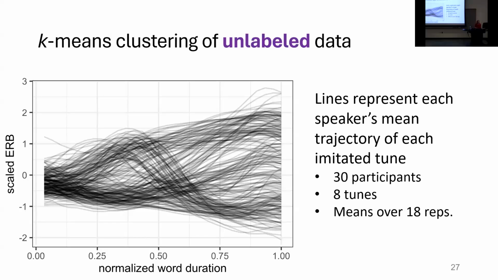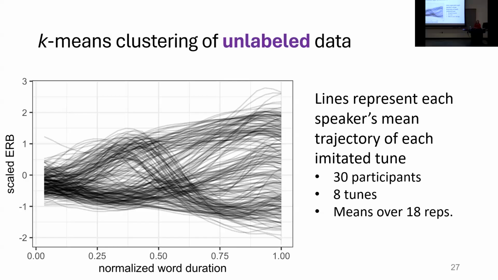Each speaker contributed 8 trajectories, 1 for each of the 8 tunes. So there's 240 trajectories that go into this analysis. Clustering was done on unlabeled data, so the tunes weren't labeled for the tune that was intended as the target of imitation.